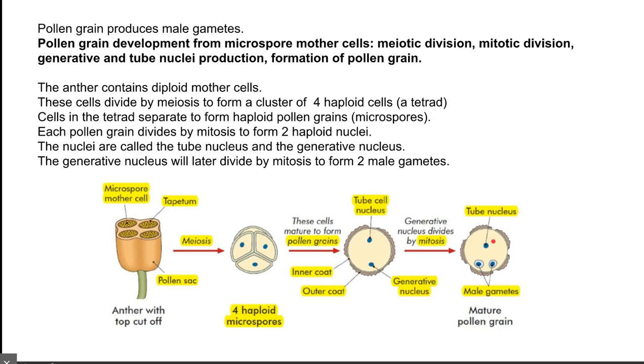And that produces a cell that has 3 nuclei, so the tube nucleus and 2 male gametes. The outer layer of cells forms the exine, and that can be spiky to attach to an insect's body for pollination.